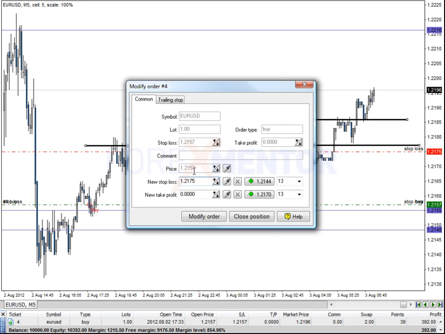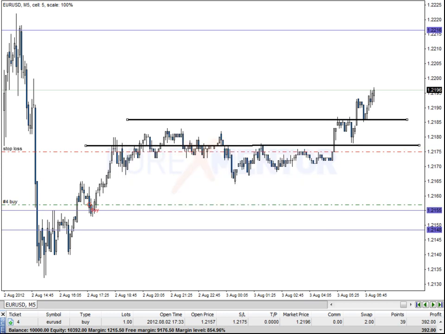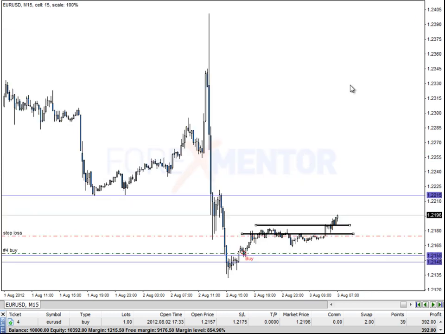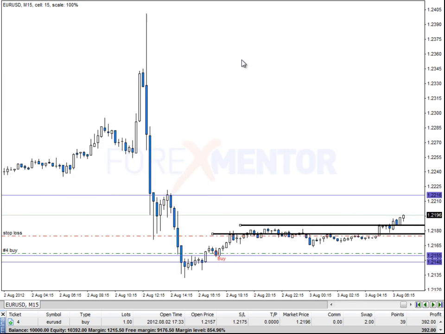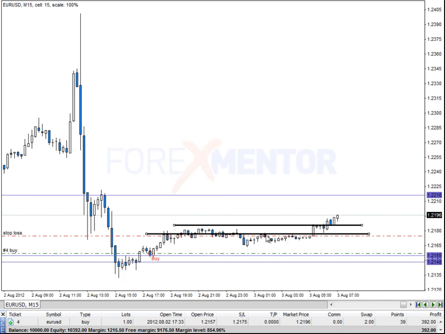21.75. Okay, and here again, just switch back to the different time frames, have a look and see what's going on there. There's the 15-minute chart. Okay, it sees a horrible range in the Asian session.